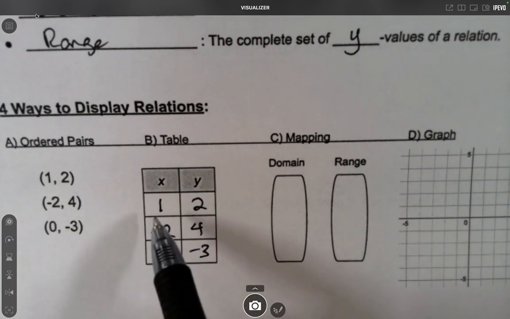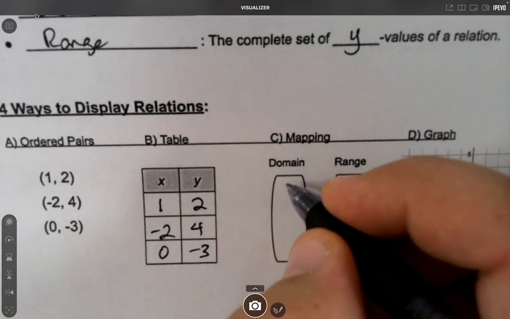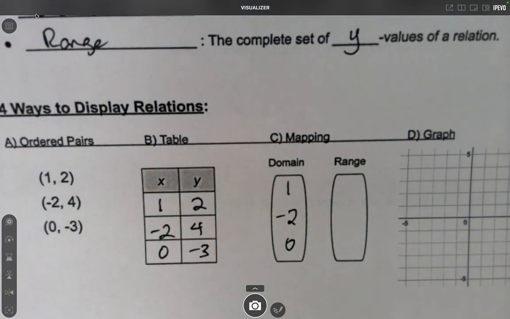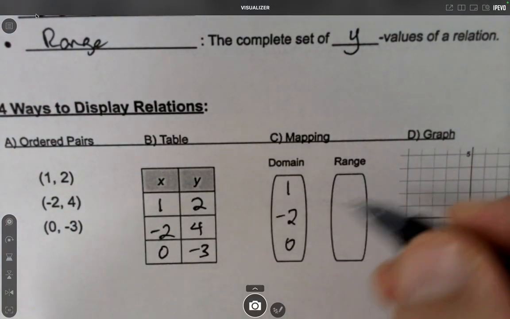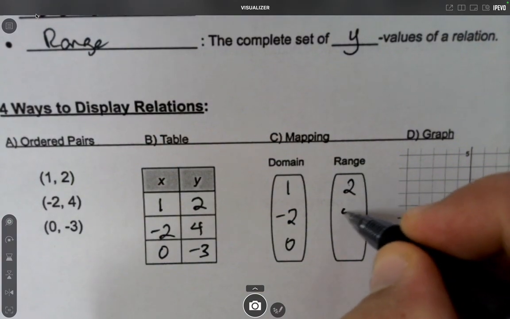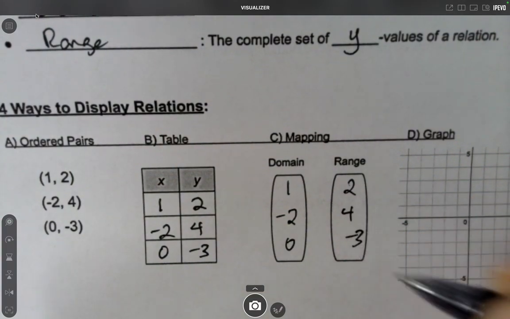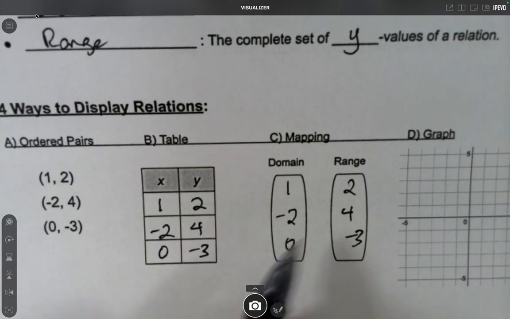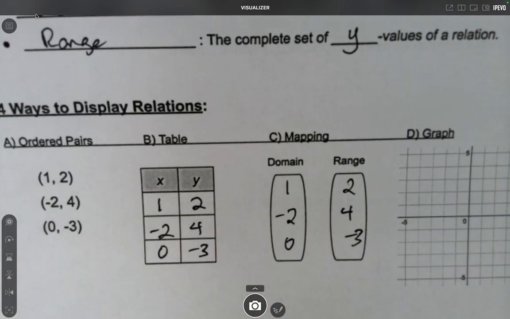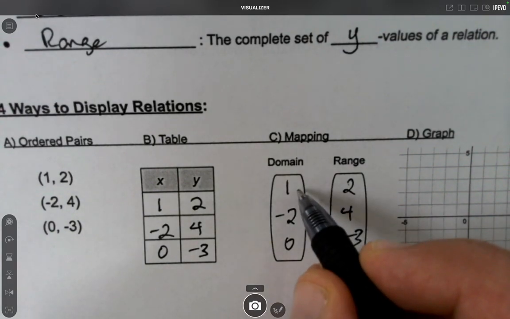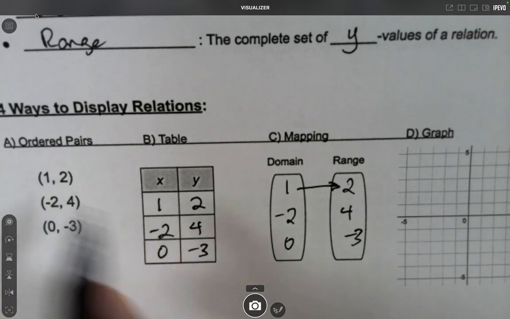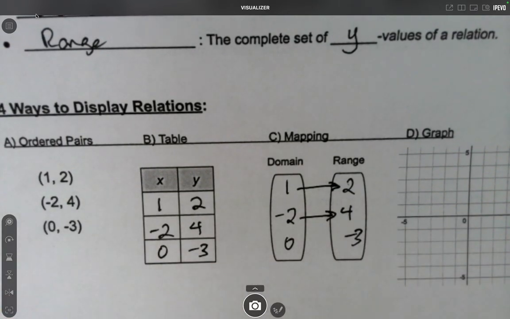So here, I just write the X values, 1, negative 2, 0. I write the Y values, 2, 4, negative 3. Now we're not quite done, but you see that really is just rewriting the same numbers again. And with a mapping, you also draw arrows from the X value to the Y value it goes with. So we know back to the beginning, 1 goes with 2, negative 2 goes with 4, and 0 goes with negative 3.